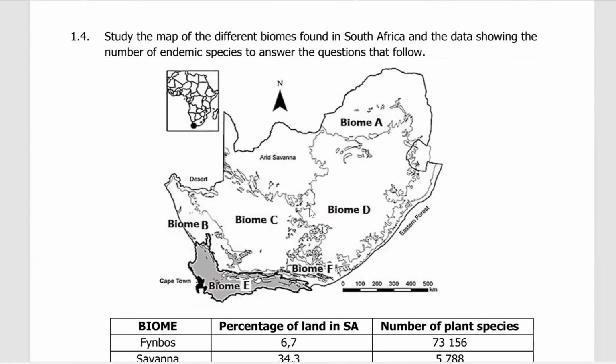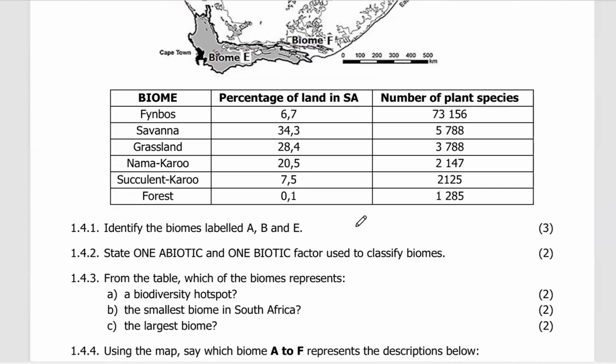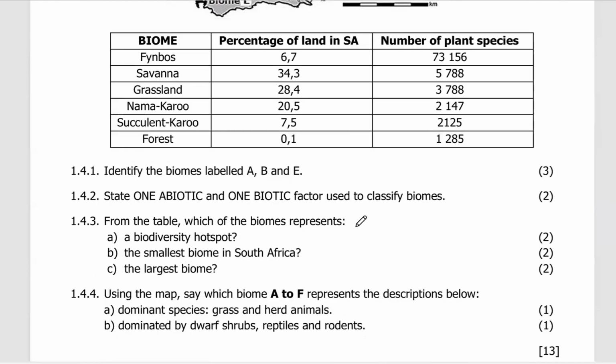Based on our prediction, we saw that the prediction was on point. Yes, we have talked about almost each and everything which they brought in that paper. And thanks to those people who studied our prediction before they went to the paper. All right. So we start with: identify the biome labeled A, B, E.